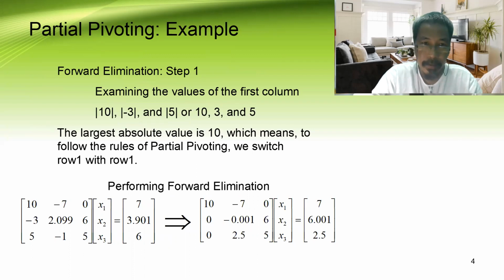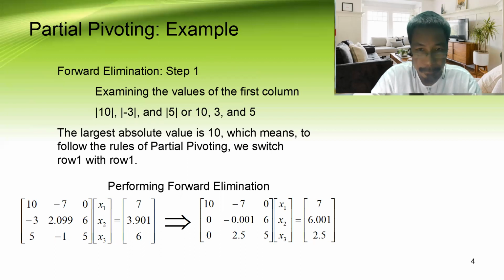Step 1, examine the values for the first column. So we have the first column as what? 10, negative 3, and 5. And take note that we are using the absolute values. So the largest absolute value is 10. So that is the coefficient which will be used as partial pivot. And that value 10 is the coefficient of the first term of the first equation.